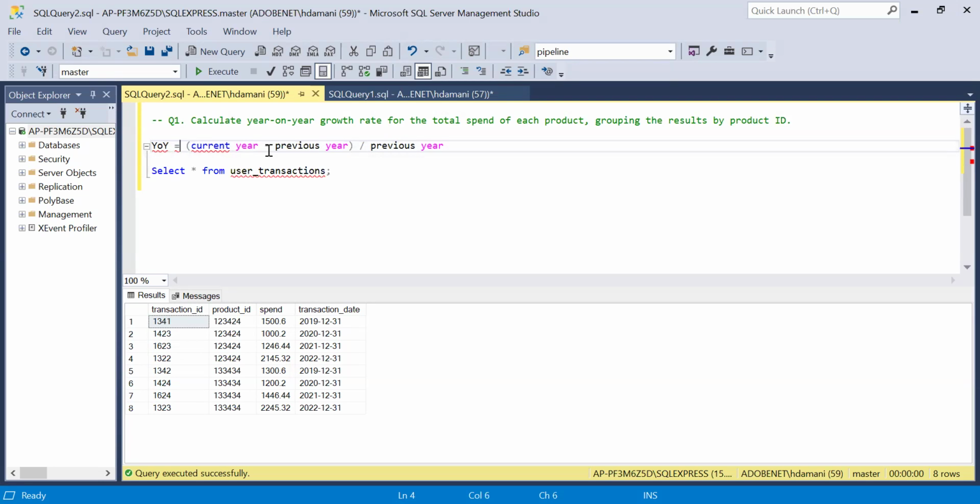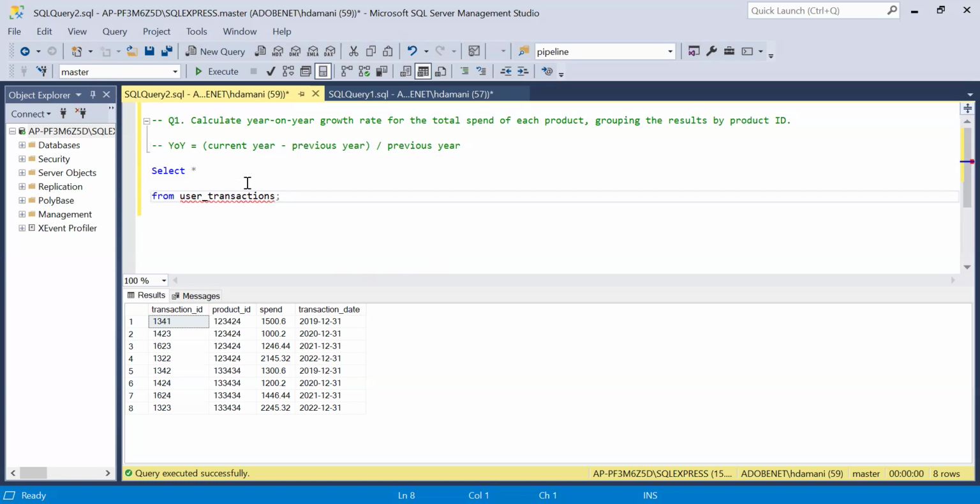Now if you have to calculate quarter over quarter, the formula will remain as is. It will be current quarter minus previous quarter divided by previous quarter. Similarly for week over week. So this could be your formula for year over year. Now how can we calculate this in SQL? Let me quickly tell you.